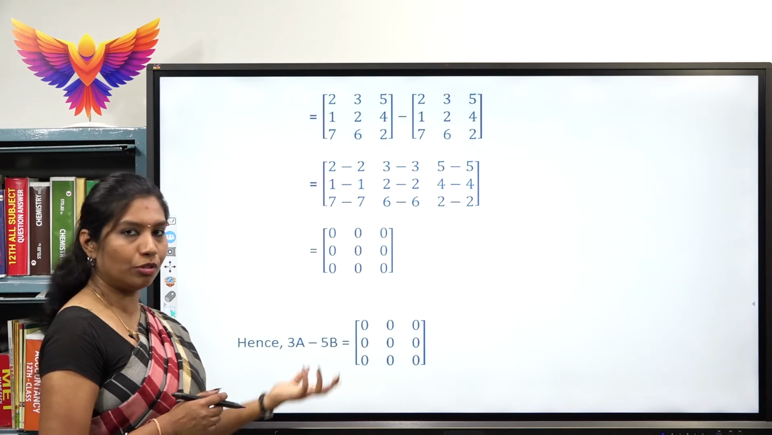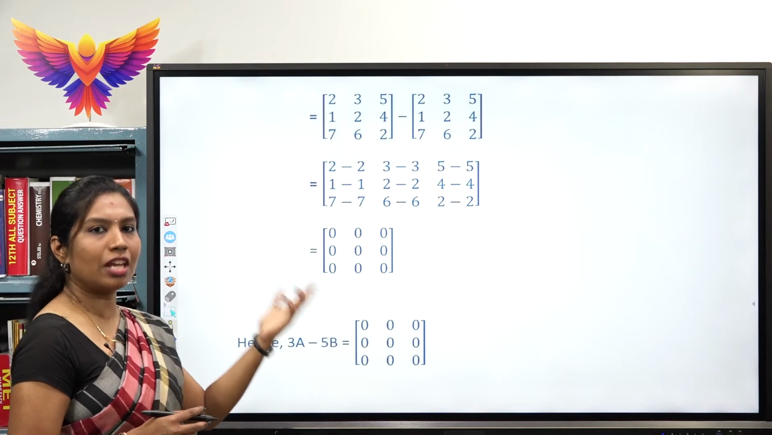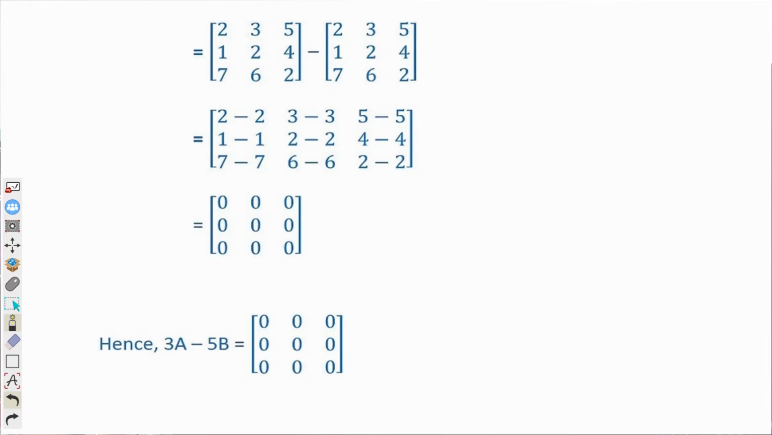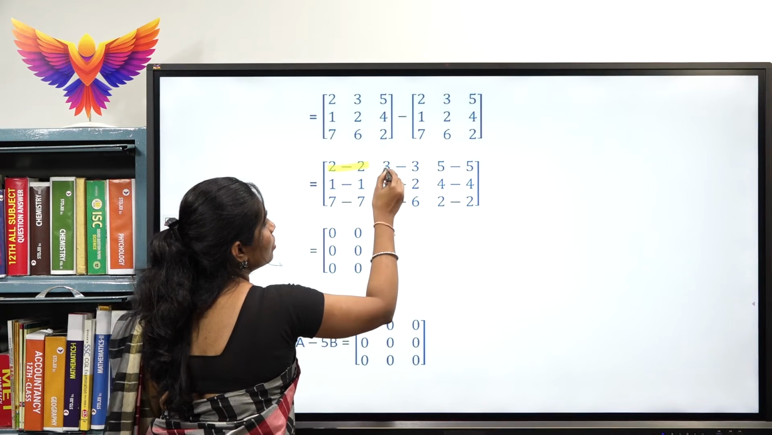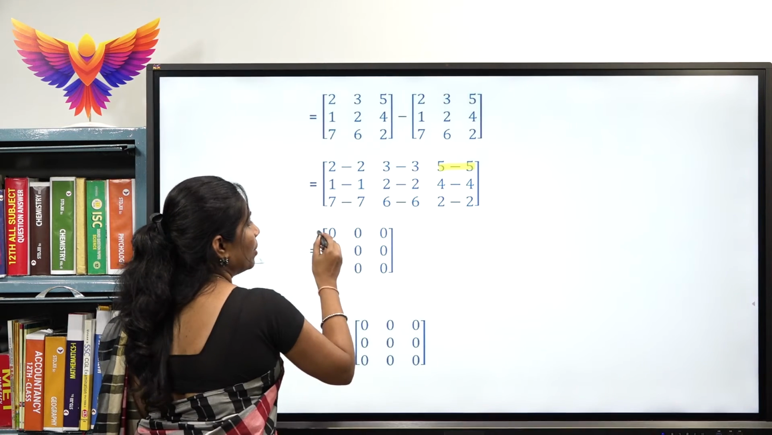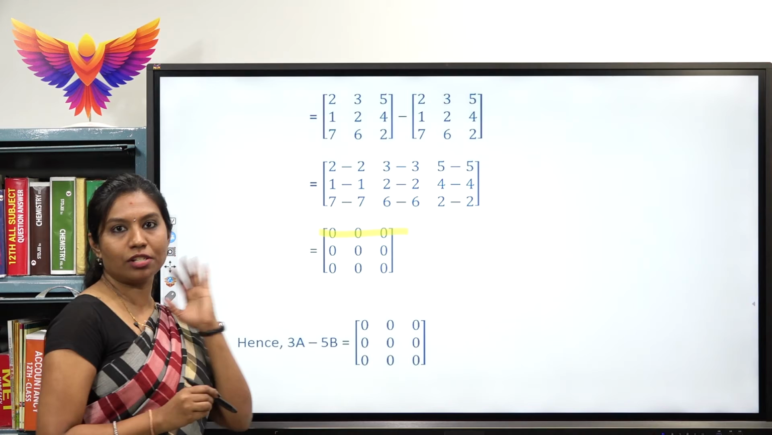When I subtract both the matrices, since we have the same elements in both, I will be ending up with a 0 matrix. We will see how it is. 2 will be subtracted with 2. So, 2 minus 2, 3 minus 3 and 5 minus 5. I will be getting the first entire row as 0, 0 and 0.